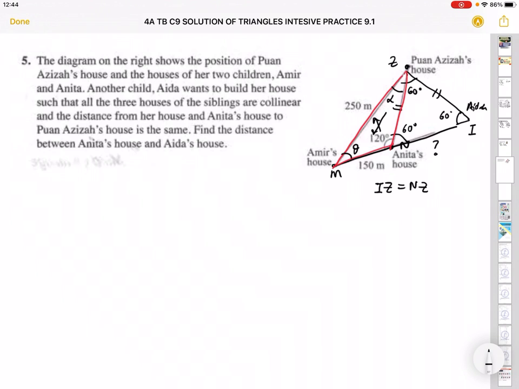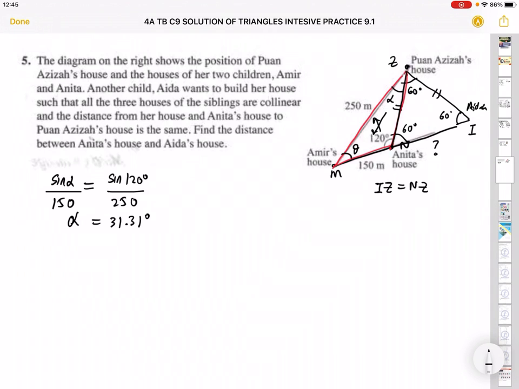So we'll find sine alpha divided by 150. The ratio must be the same as sine 120 divided by 250. So from here, use your calculator to find alpha. My alpha is 31.31.